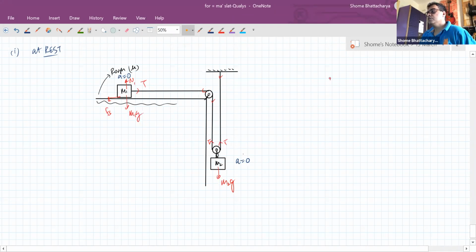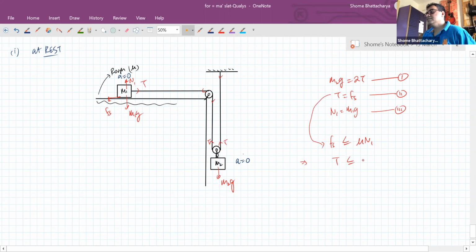So the condition for rest is M2g is balanced by 2T. And over there, tension is balancing static friction. And normal reaction is equal to this weight. So static friction is less than or equal to mu N1. So that means from here you can see tension is less than or equal to mu M1g. And then you substitute this here. So tension is M2g by 2, less than or equal to mu M1.